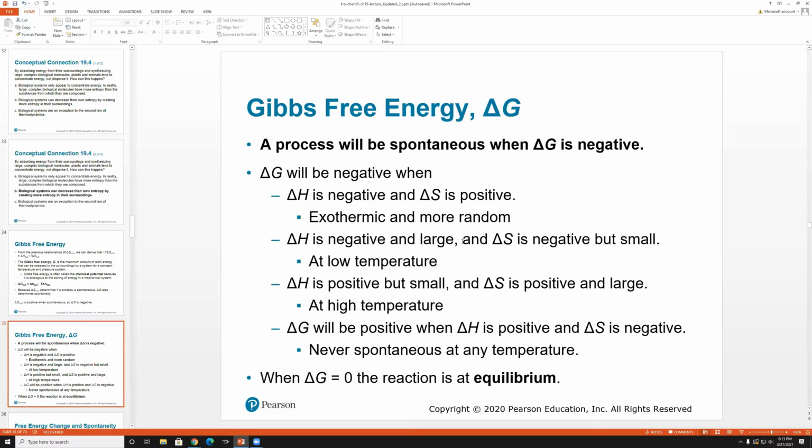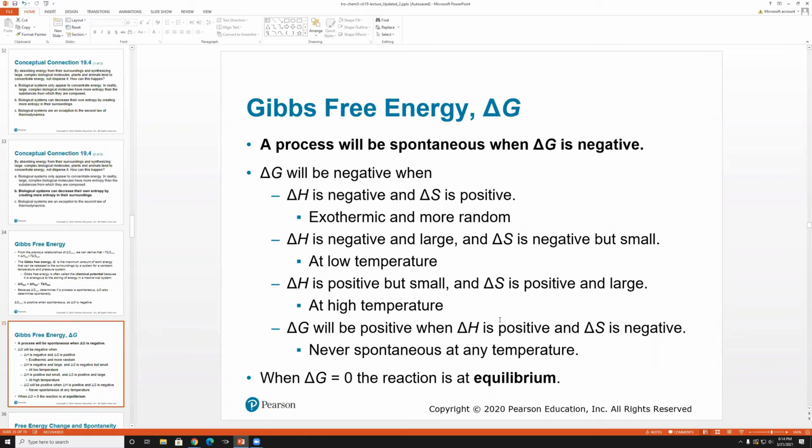Delta H is negative and large, and delta S is negative but small. So we can say that's very exothermic, very easy to happen, and very spontaneous. Delta S is negative, but it's very small for the system, while for the surroundings it's going to be large.